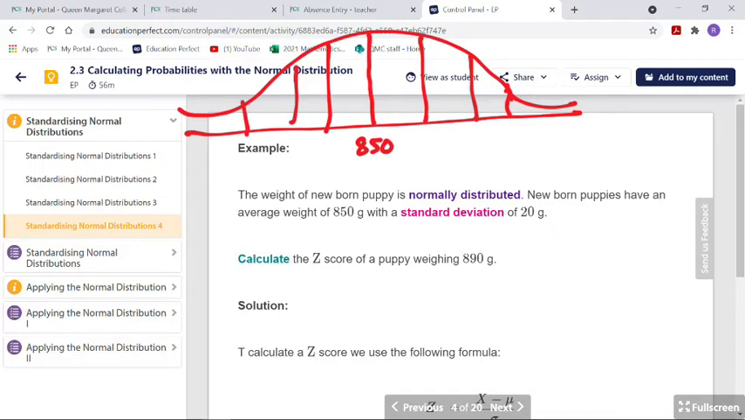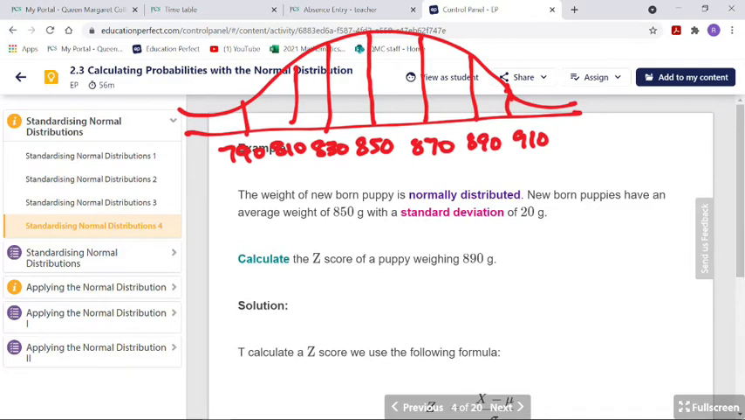So it's just going to go up by 20. So 870, 890, 910. Going up on one side, down on the other. So 830, 810, 790, right? Going down 20 in the other direction. So now we have our normal distribution drawn.